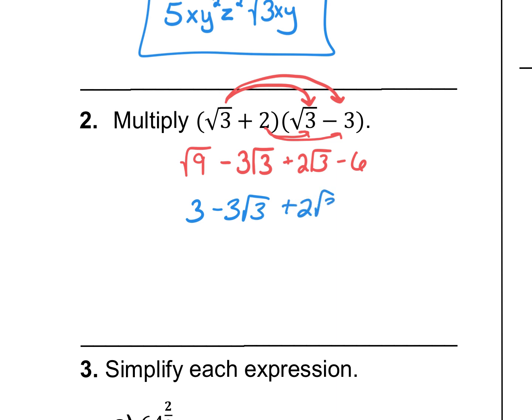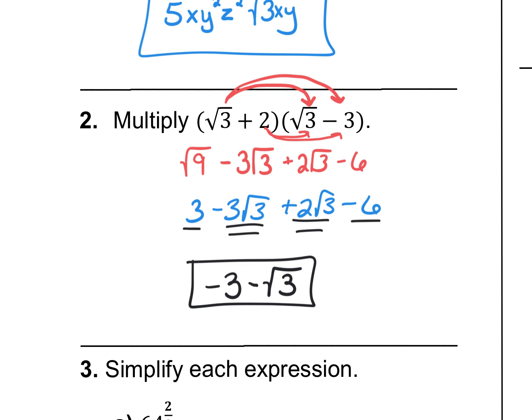What's the last thing we're always going to look for when we simplify? Like terms, right? Does 3 have a like term? Yep. 3 minus 6 is negative 3. And then what about these two? Do you agree those are like terms? Why are those like terms? They have the same radical here. So we combine like terms. What's negative 3 square root of 3 plus 2 square root of 3? It's negative 1 square root of 3. Remember, the radical stays the same. I'm just combining the coefficients.